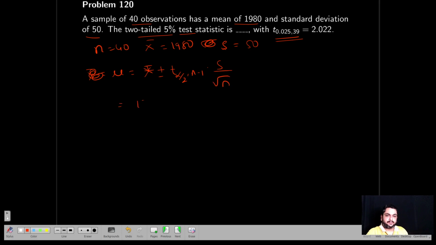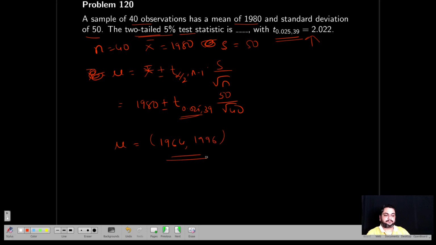So this is 1980 plus or minus t of, so two-tail test means alpha by 2 only. By default, it is a two-tail test we are conducting. So this will be 0.025, comma, degrees of freedom is n minus 1, which is 39. S is 50 divided by square root of 40. This value they have given here, 2.022. You substitute it, we'll get 1964 comma 1996. That is the answer.